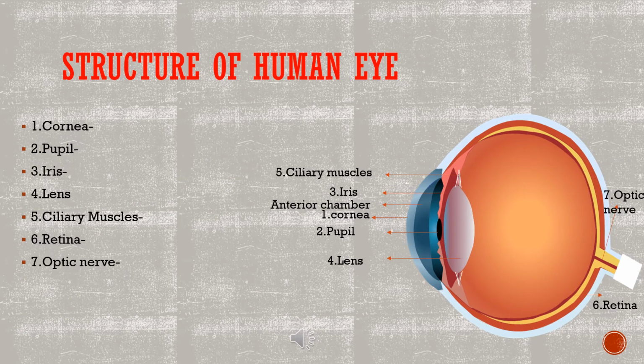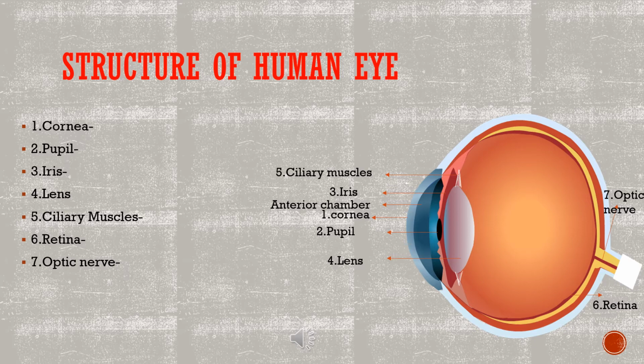Now I'll give you an idea how we see things. First, light from an object enters through the cornea, through the pupil to the lens. The eye lens is just behind the pupil. So light through the pupil falls on the lens, and the lens is focusing, concentrating that light at the backside of the eye, that is called the retina. The backside screen of the eye is called the retina.